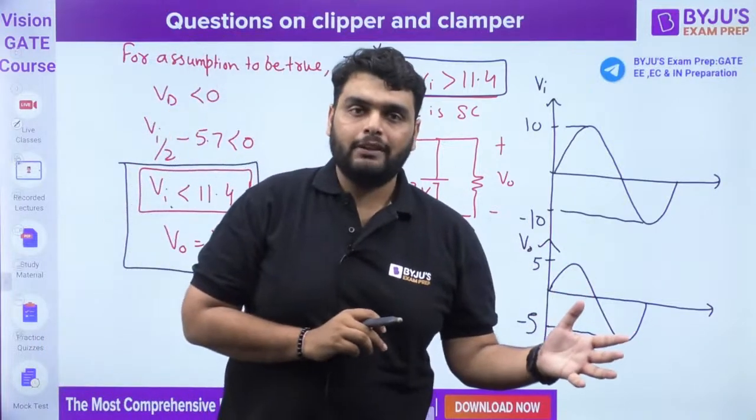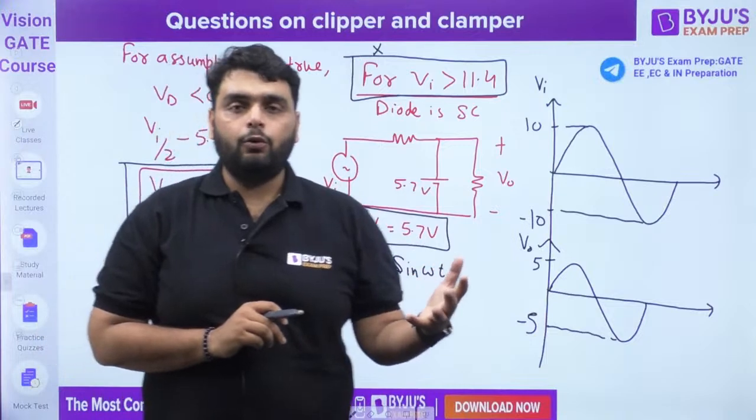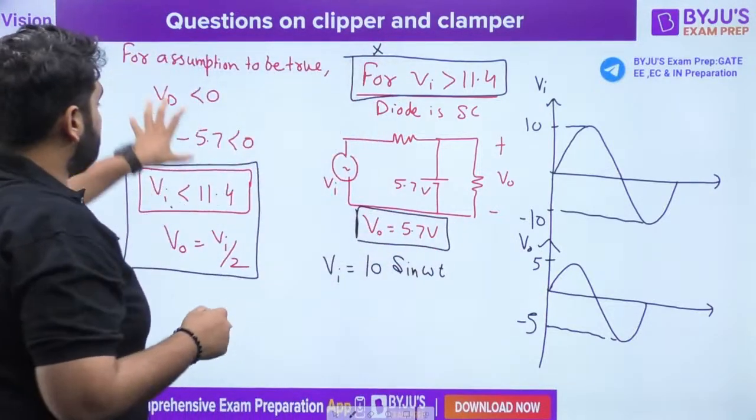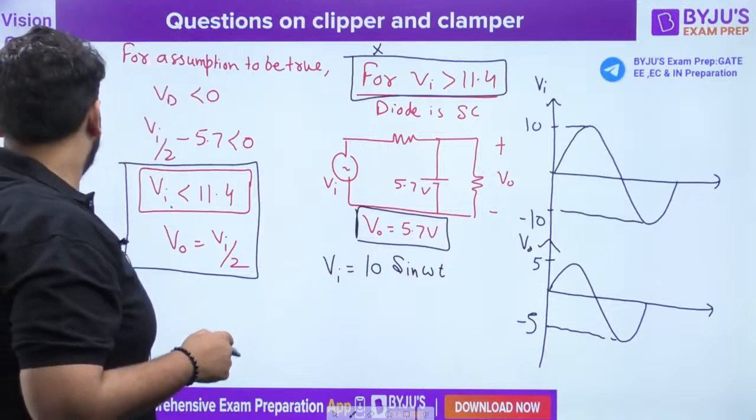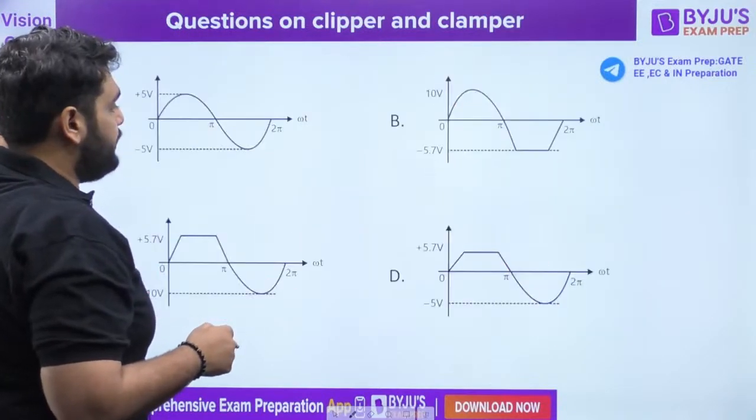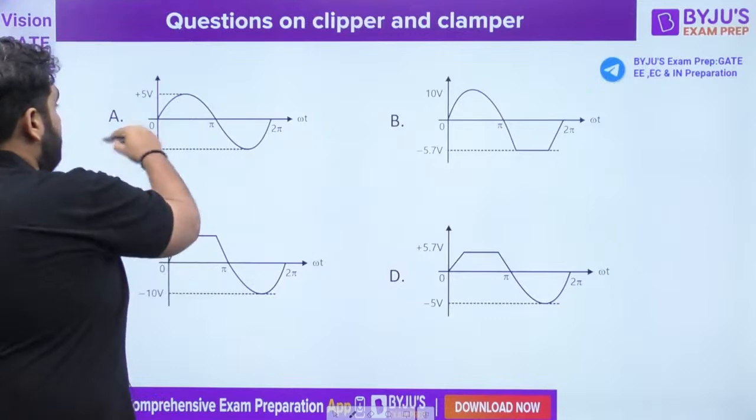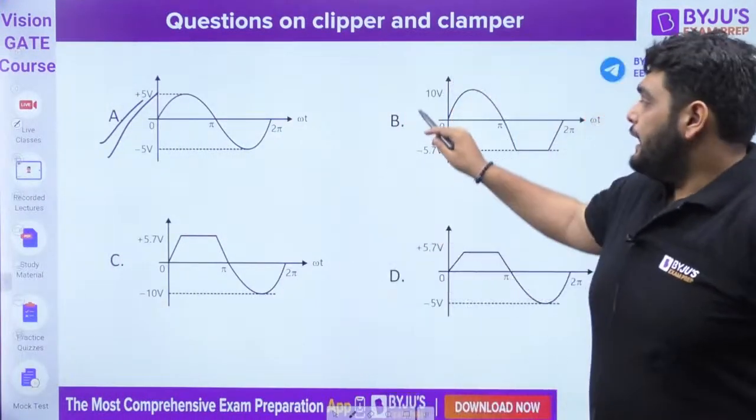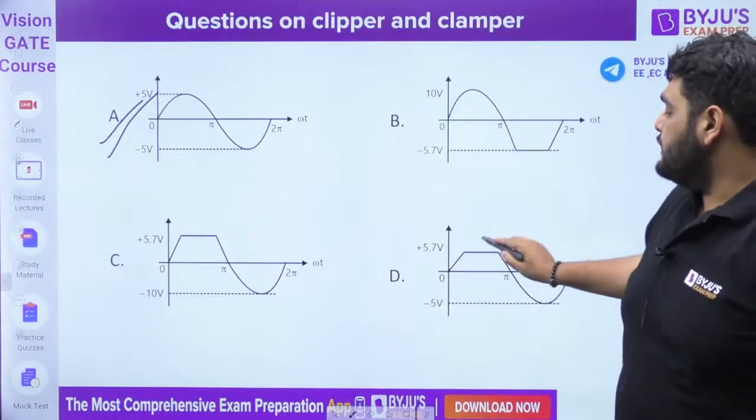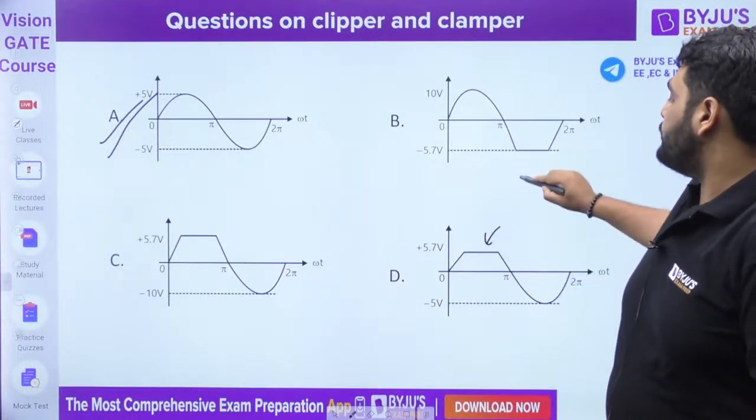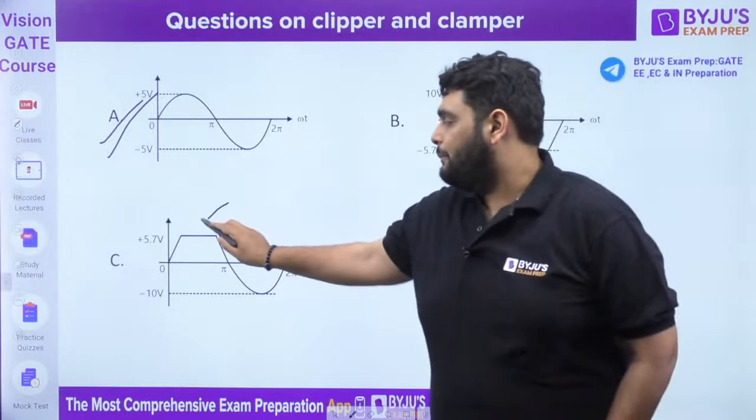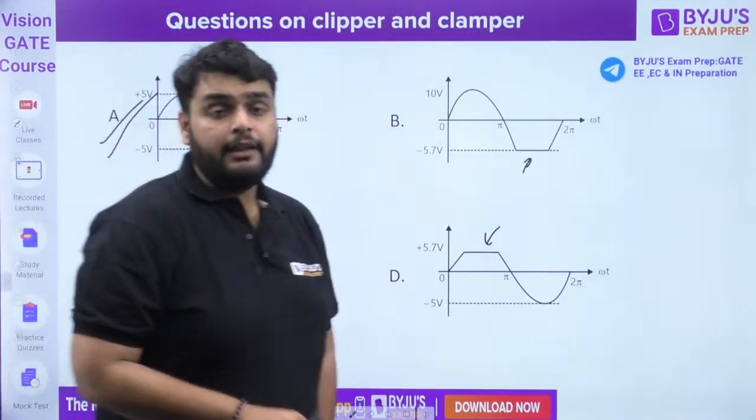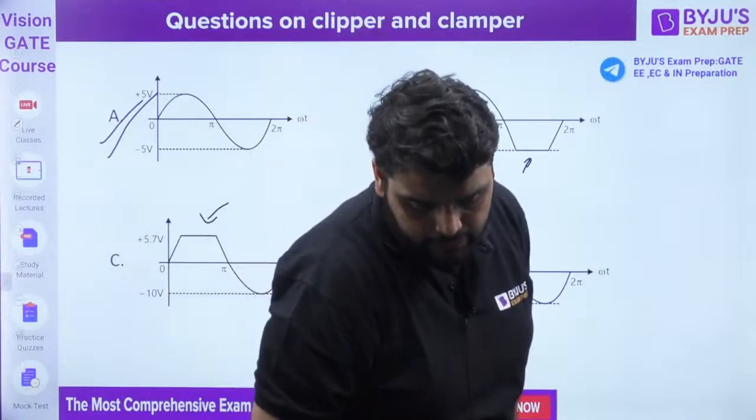Once you assume that the diode is open, find out the voltage across the diode. Then for the conditions to be true, you can do the work like this. Okay? It means which option is correct? Option A is the right answer. Otherwise, in options B, C, D, you can see some portion has been clipped out, which is actually the working of a clipper. Understood this question? Yes or no? Tell me. And I can see today there are very, very few students.